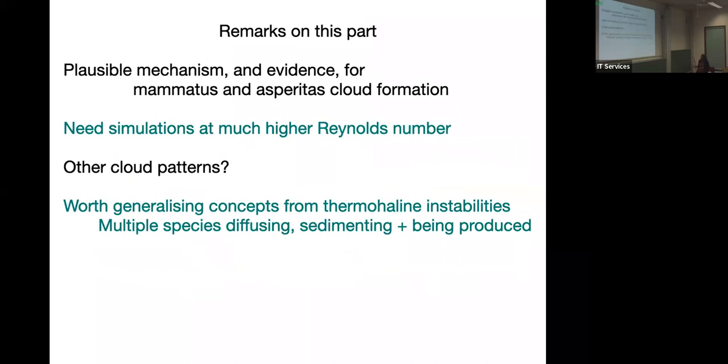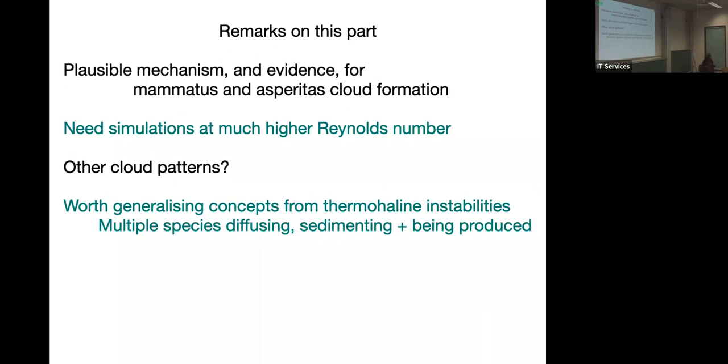So my basic remarks on this part are the following. We seem to have a plausible mechanism and also evidence in terms of some quantitative features for Mammatus and asperitas cloud formation. I'd like to emphasize that we did all our simulations at a Reynolds number of 1000, which is what we could do in our 3D box. And before we say anything about clouds, we need to do this at far higher Reynolds numbers.